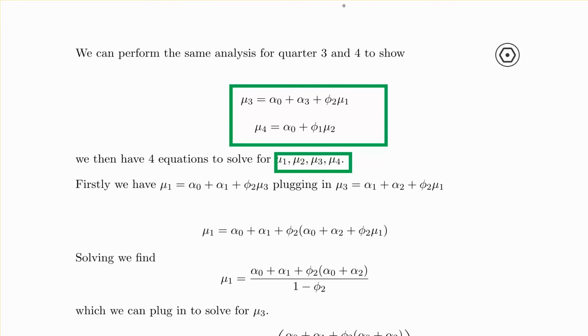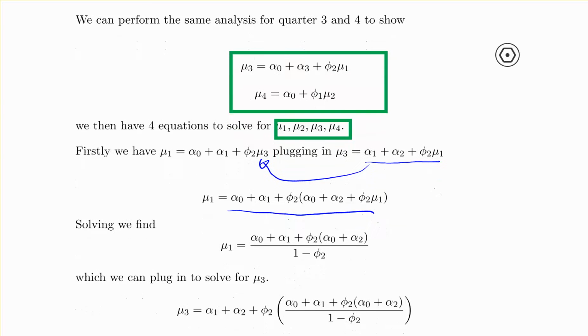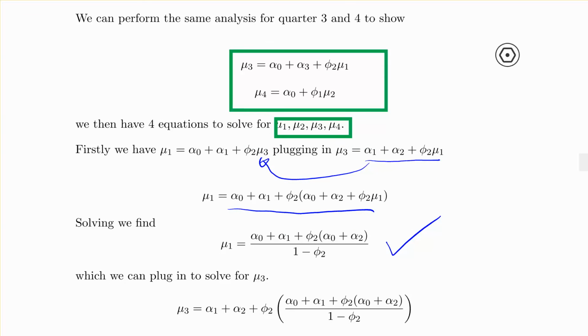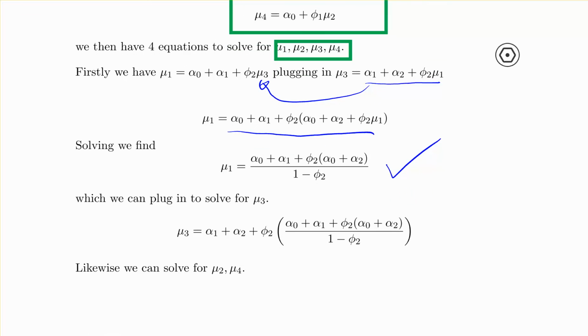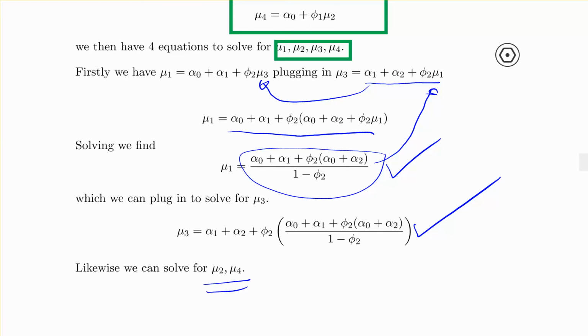Okay, so we can just substitute and rearrange. We can start by plugging mu3 into the equation for mu1, and we get to here. Then we can expand out and solve, and we get down to this here. So we're solving a simple algebraic equation. We can then put back mu1 as solved into the equation for mu3 to solve for mu3. We could do the exact same thing then for mu2 and mu4. So that's left as an exercise. Okay?